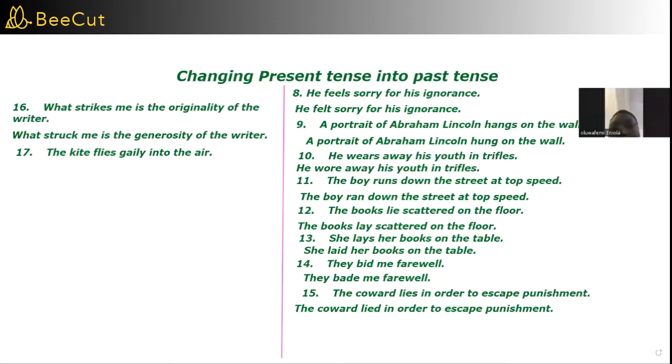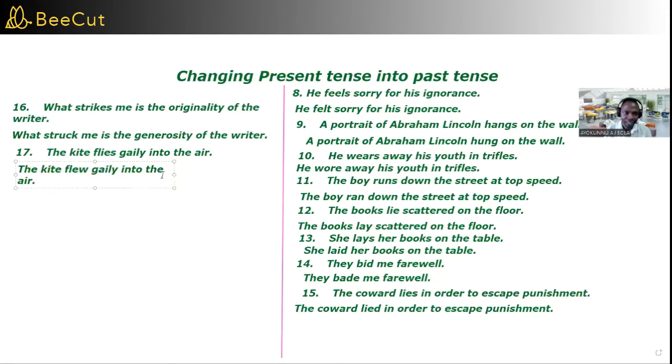Yes. The kite flew gaily into the air. Yes, that's correct. So there is the flies that changes to flew. That's the past tense of flies. Okay, we have 2 more. That's 18. I think we have 3 more to go.